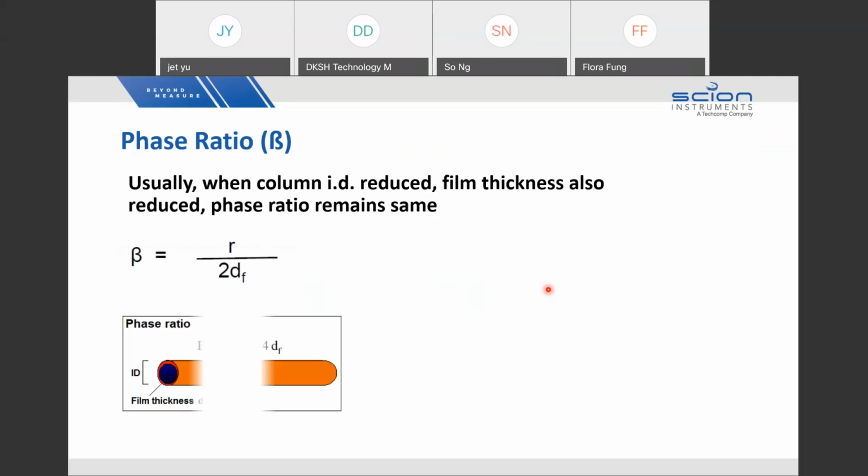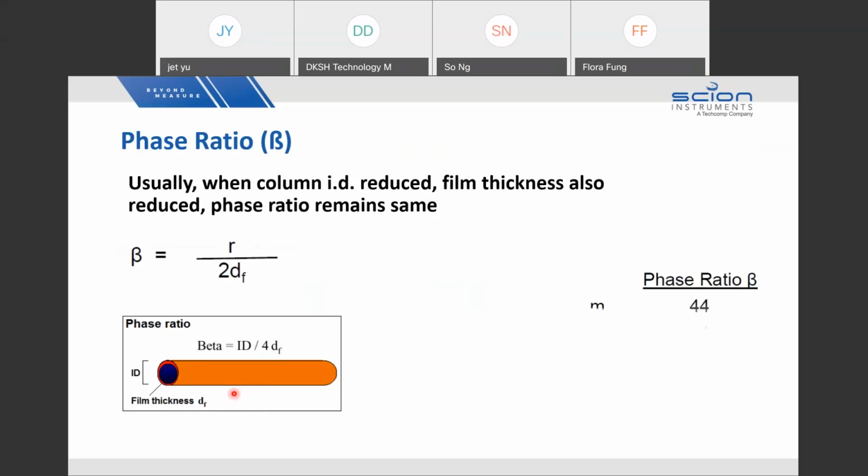Okay. So yeah, sometimes also it's ID. ID means times 2, and also here times 2 becomes 4. So this is a column ID. I is a radius. All right. This is a film thickness. So this is the way how we define it. So the phase ratio usually remains the same when you transfer from one condition to another.